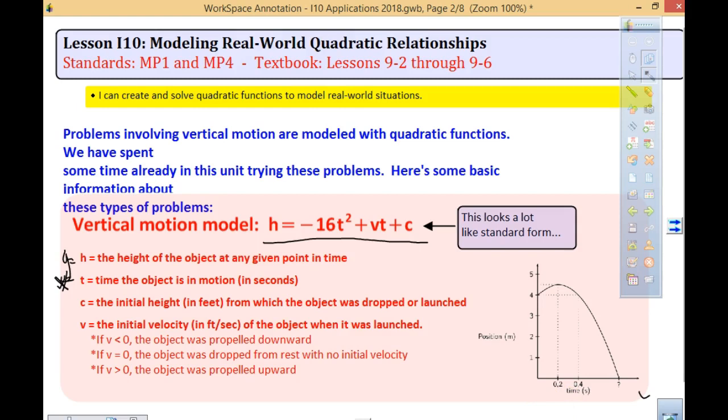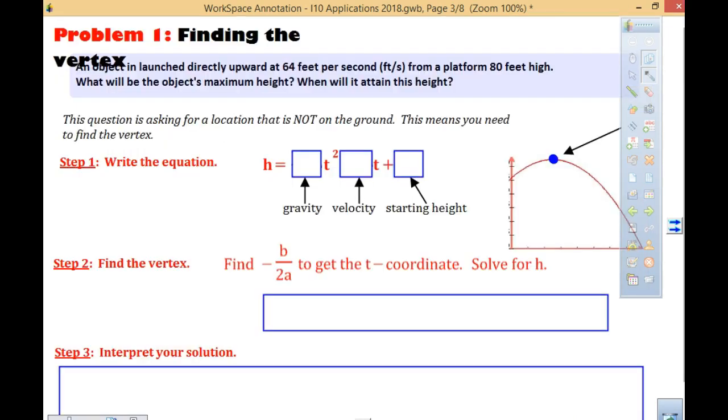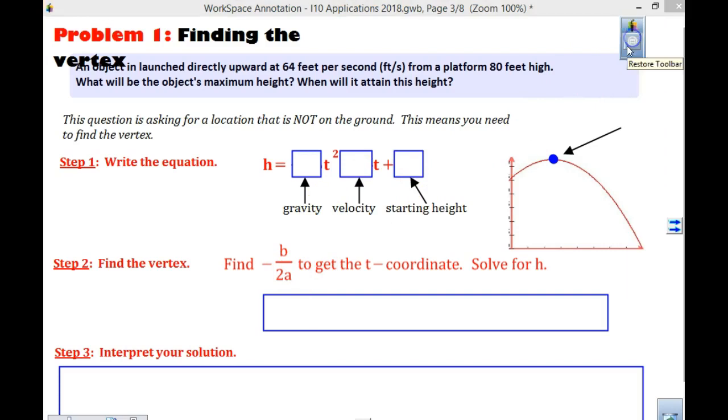So on that next page in your notes, as you're looking down, we want to take a look, and it says, Kate, you want to read that? An object is launched directly upward at 64 feet per second from a platform 80 feet high. What will be the object's maximum height? Where will it attain this height?